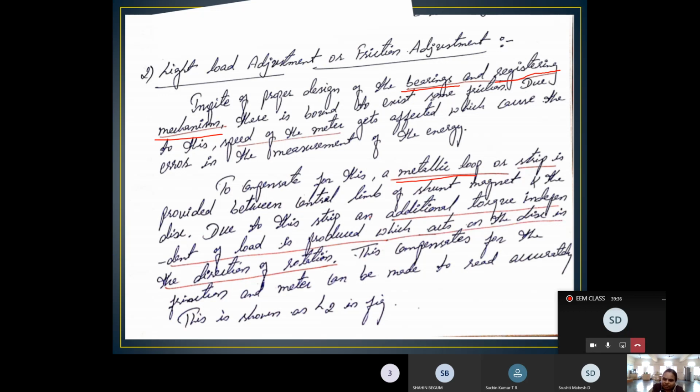Due to this strip, an additional torque, independent of the load, whatever may be the load, is produced, which acts on the disc in the direction of rotation. Due to this construction, an additional torque is going to be introduced, and it is independent of the load.